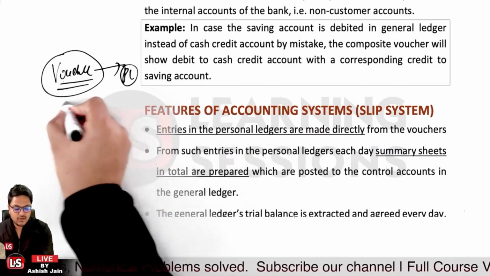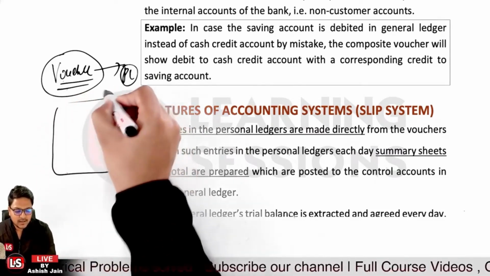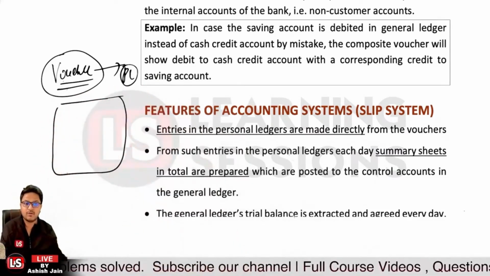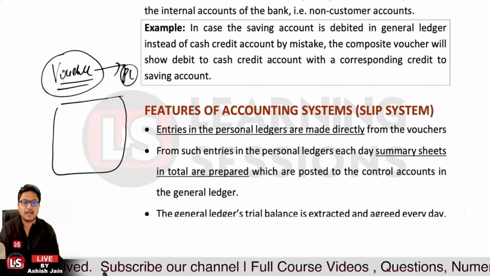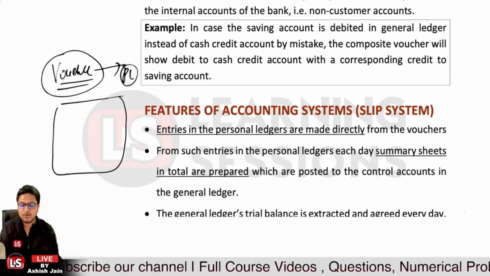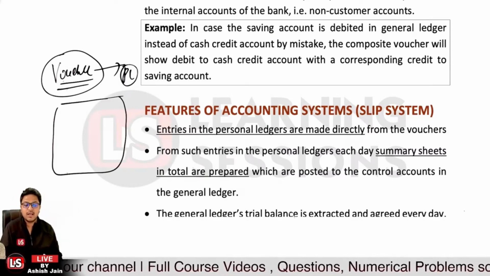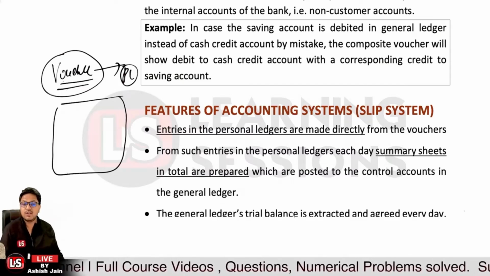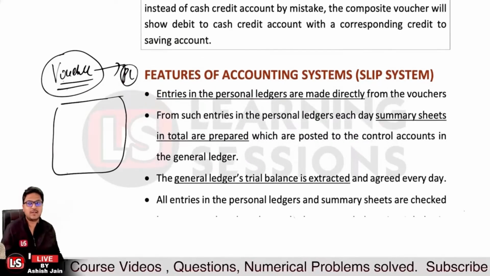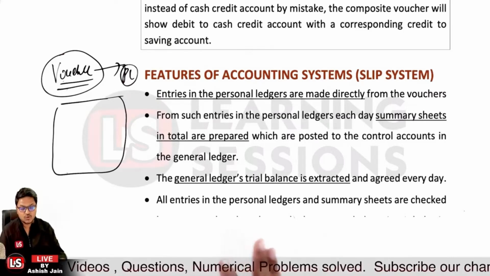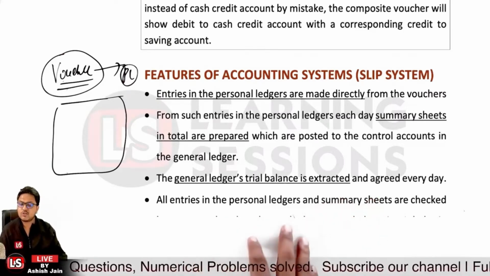The daily summary sheet is a sheet on which the data related to which accounts have been affected is given, and the totals are prepared: what was the total debit deposited, what was the total credit deposited. After that, the general ledger trial balance is extracted each and every day, and that is to be agreed.